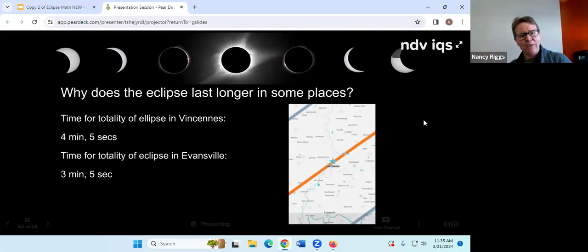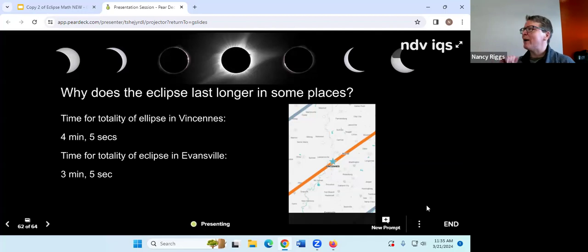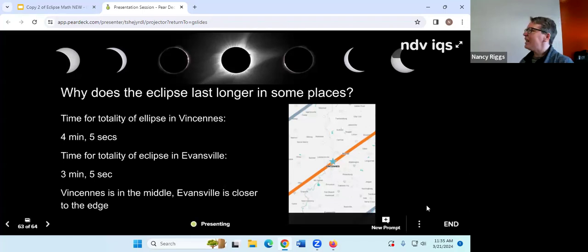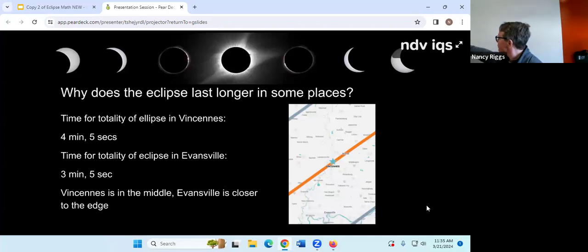Now, if you drive down to Evansville, you can see Evansville on the map, it takes about an hour to get there. They will also have totality, but they're only going to have totality for 3 minutes and 5 seconds. The reason for that is, if you see those blue lines on my map, that's the line where you're still in totality. Evansville is still within that band of totality, but unlike Vincennes, which is smack dab in the middle, instead of going through the diameter of the circle, they're going through a chord of the circle. So that's why they've got a little bit less time than we do.